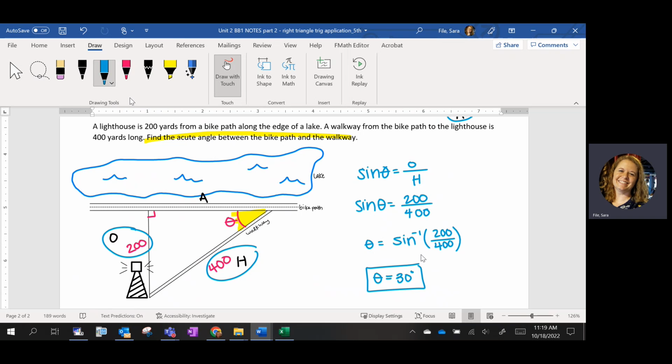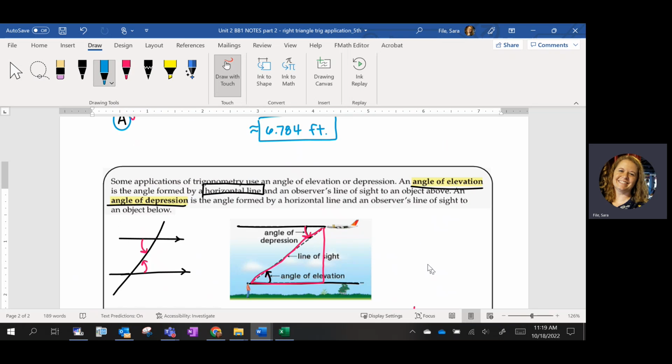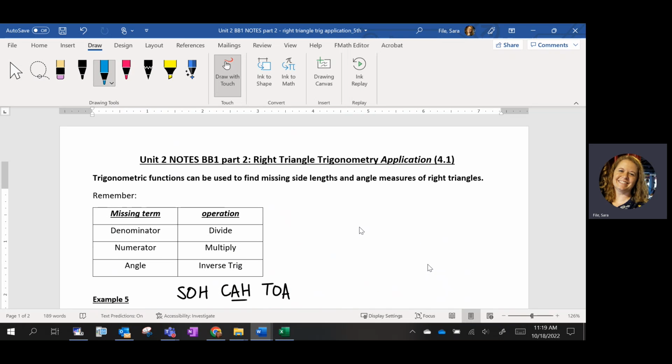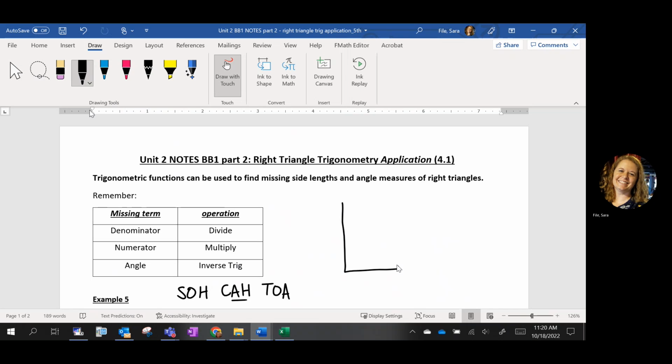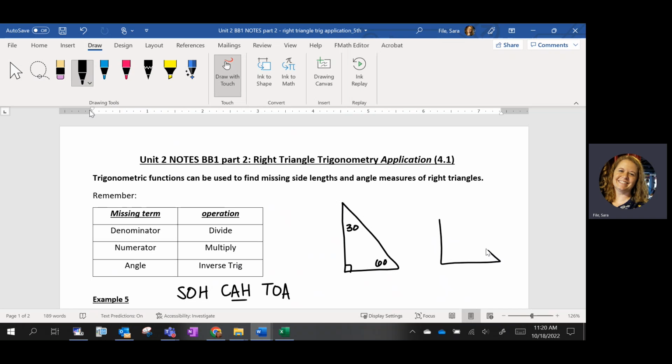Okay, so I actually do want to add that up here on the front at the top, there's some blank space here. So I want to just add those special right triangles as a quick refresher. So we said 30, 60, 90, and 45, 45, 90.